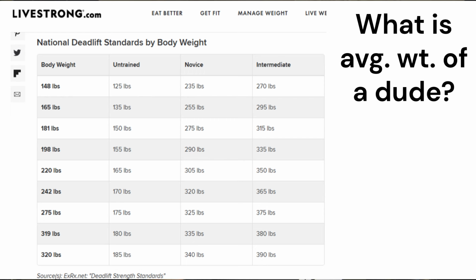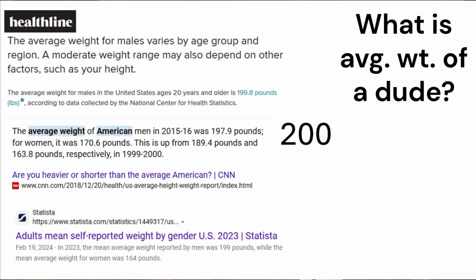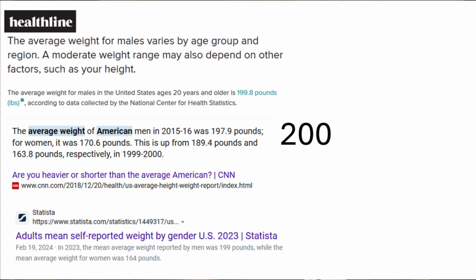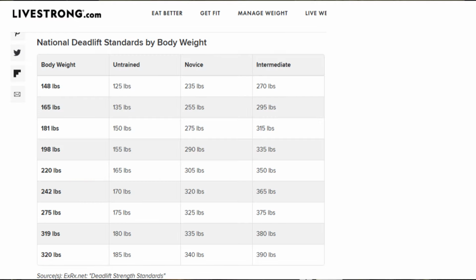What is the average weight of a normal man in the United States? Now we can actually find that. If we look up and check a few resources, they all come out to be about 200 pounds. So now let's go back to that chart. If you go back to that chart, we can see that 200 pounds is about 198. So we can now roughly calculate that deadlift weight and then use that D&D calculation that we just saw.